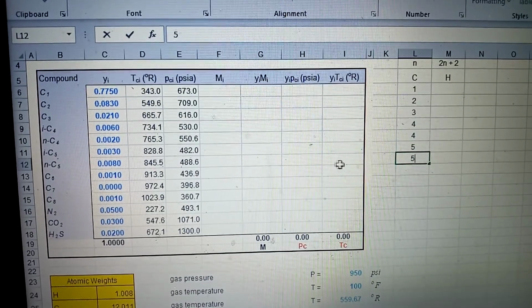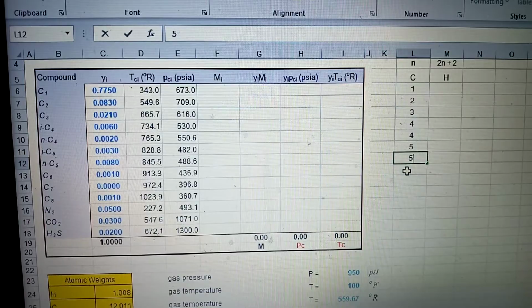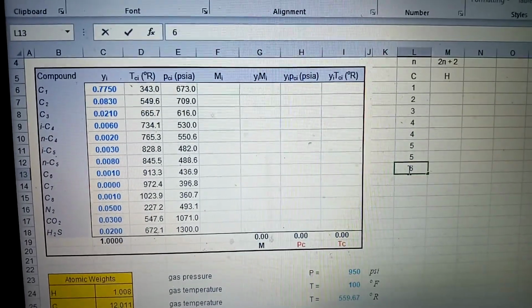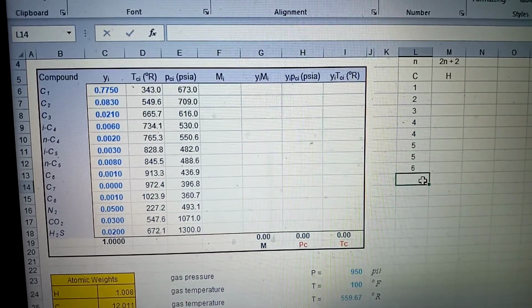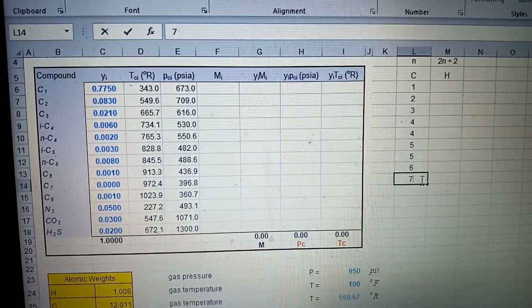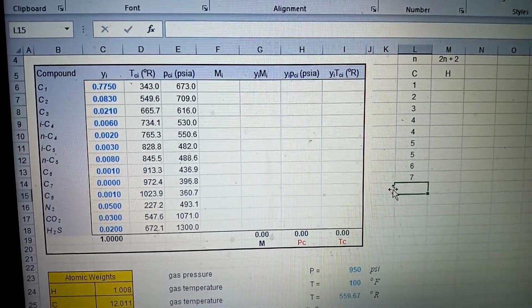The next one is C6, so I just put 6 there. The next one is 7, C7. And the next one is 8. So those are all the hydrocarbons. So I've determined the number of carbons.